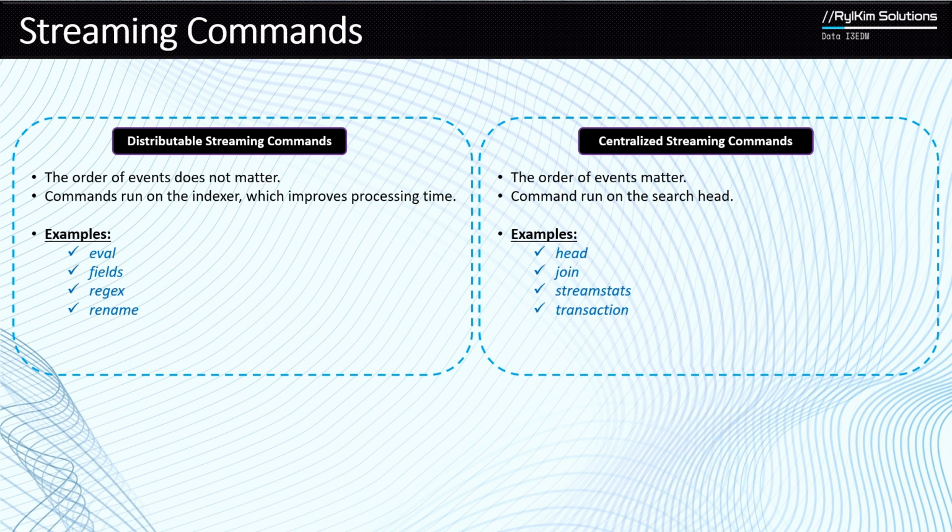I should do my distributable streaming commands first at the indexer because it's going to limit maybe what I get from there. If I use a fields command, for example, it reduces the number of fields that I have. When I pull that, then I do my centralized streaming commands on the search head. So you have examples like the head, the join, the streamstats, the transaction command.